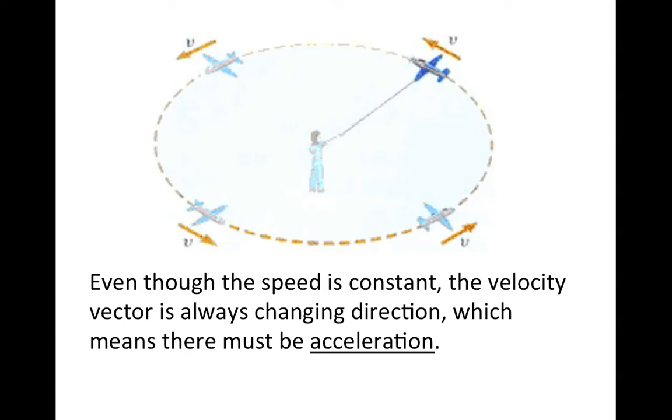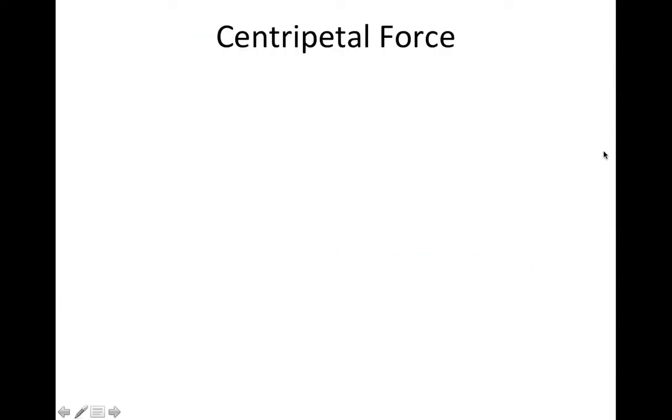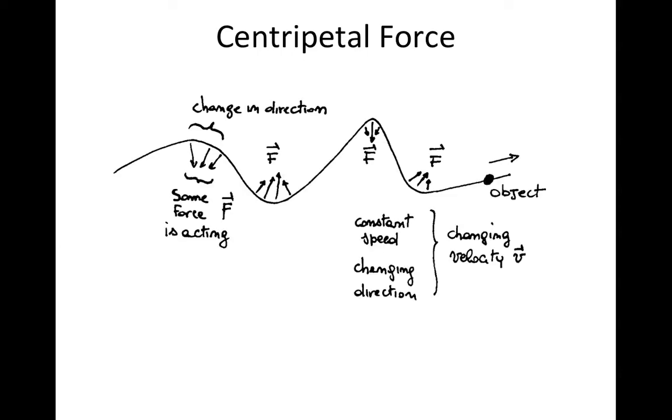The only reason it's staying in a circle is something has to be accelerating on it, because even though speed is constant, speed is not a vector. The velocity vector is always changing direction, here to here to here to here. So something has to be changing it, and a change in velocity always means there is an acceleration happening, okay? So that acceleration is going to be causing what we call centripetal force.